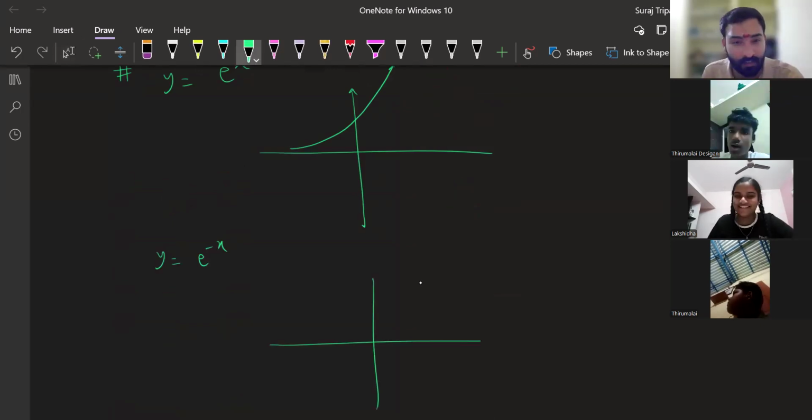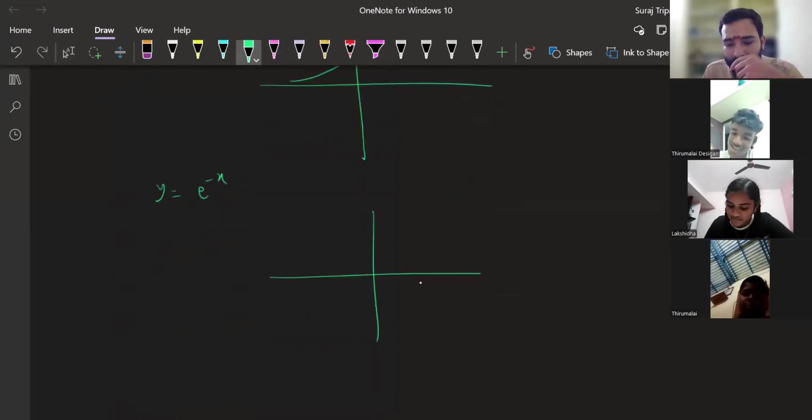Draw and send the graph of this one fast. Send the graph of y equals e raised to minus x.